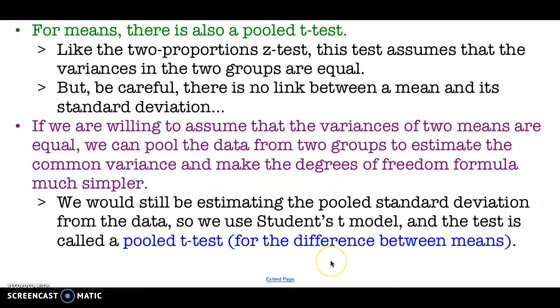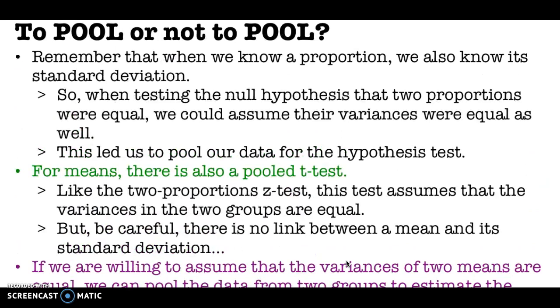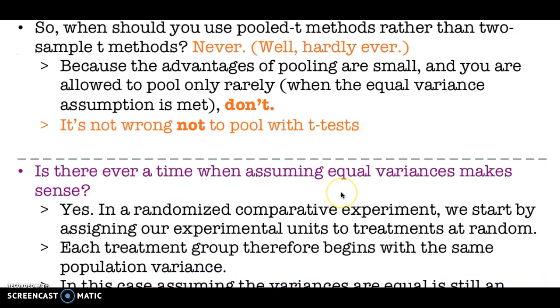We would still be estimating the pooled standard deviation from the data, so we use Student's t-model, and the test is called a pooled t-test for the difference between means. There's a whole section in your book that discusses all of this, but you do not have to pool. So when should you use pooled t methods rather than two-sample t methods? Never. Well, hardly ever, because the advantages of pooling are small, and you're allowed to pool only rarely, when the equal variance assumption is met.